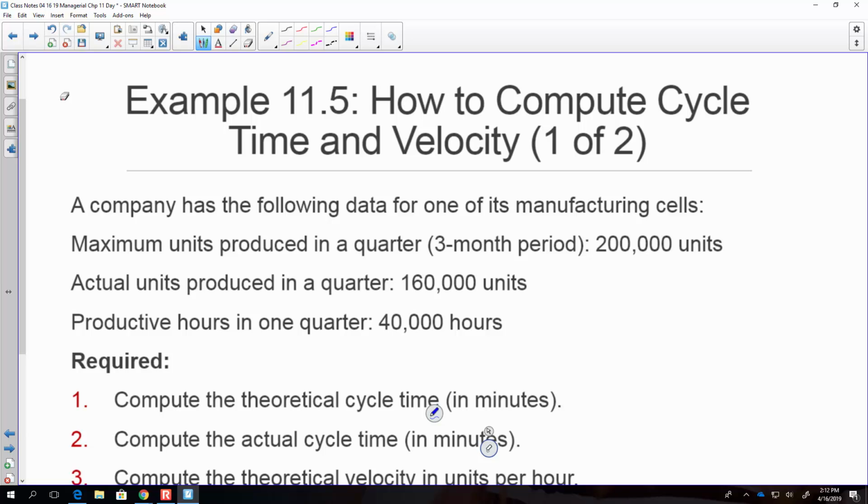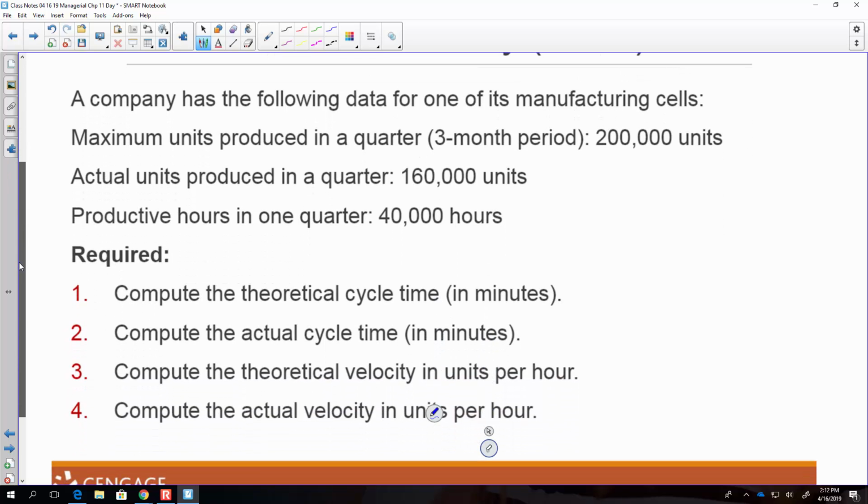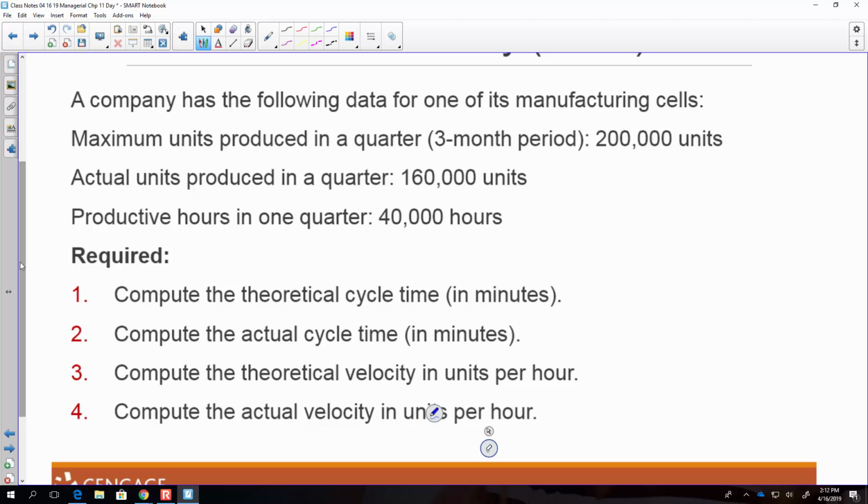On page 618, goes into 619. Here we too have another terminology. So the maximum units that Gate can make in a quarter is determined to be 200,000 units. Their actual production capacity at the present time is 160,000 units. So quite a bit different than the goal. Productive hours in 1 quarter, 40,000.